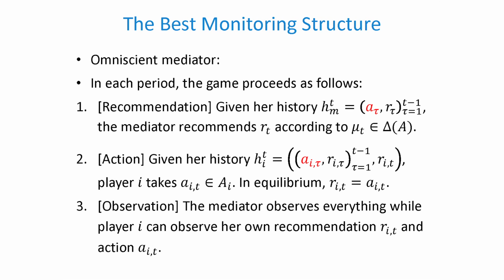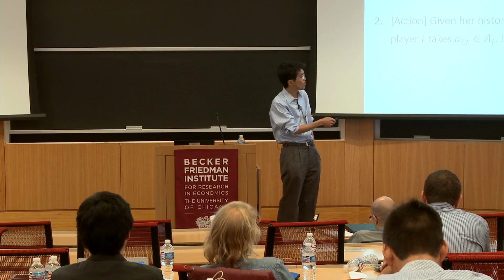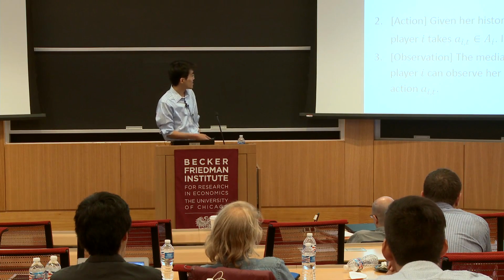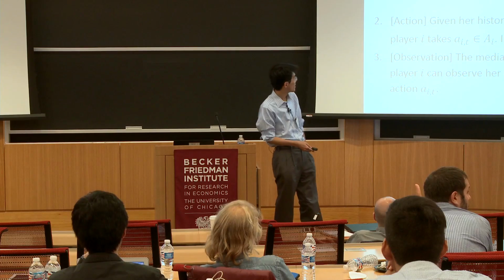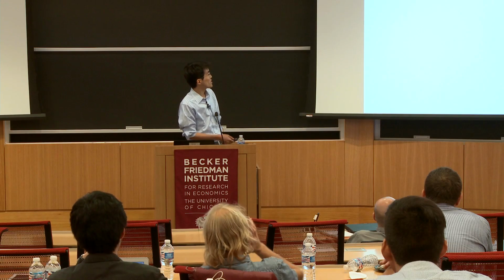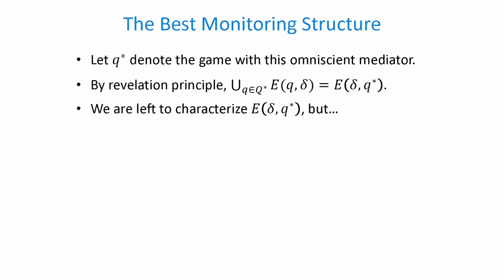Okay? Then, since players do not know anything but what they can hear from the mediator, the incentive compatibility constraint is in its most relaxed form, while the mediator can observe everything. So this mediator is super powerful in that sense. So that's what it says. The mediator observes everything, while player i can only observe her own recommendation and action a_i. So basically, by the revelation principle, we can say that anything that we can do with some monitoring structure can be done by this omniscient mediator.